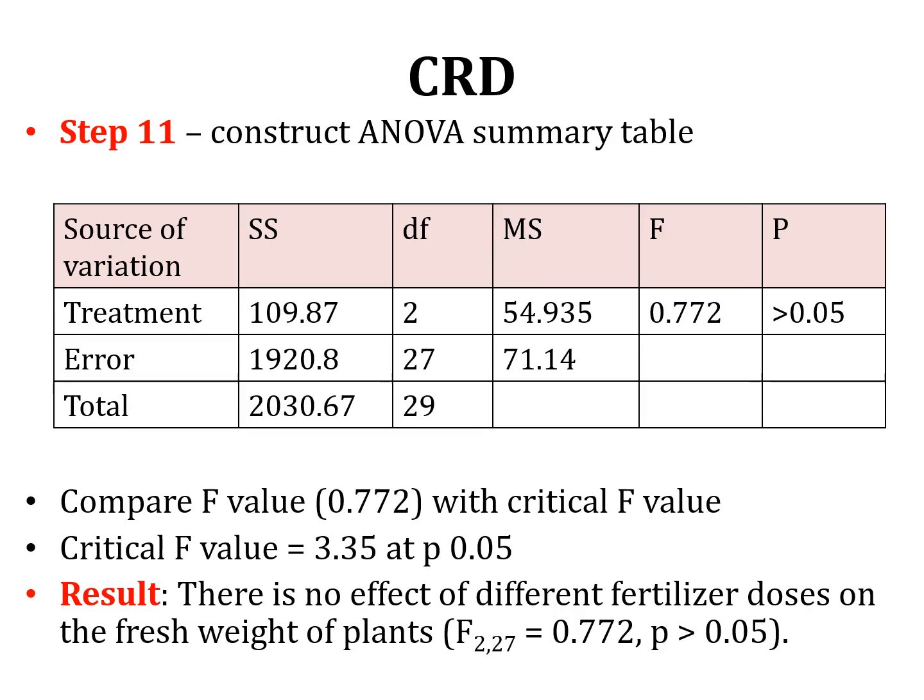And then, because this was only one type of independent variable for which we were testing, we applied one-way ANOVA. And this is the result of one-way ANOVA, and here we can see that there is no effect of the fertilizer dose on the fresh weight of plants. So this is how CRD is done.